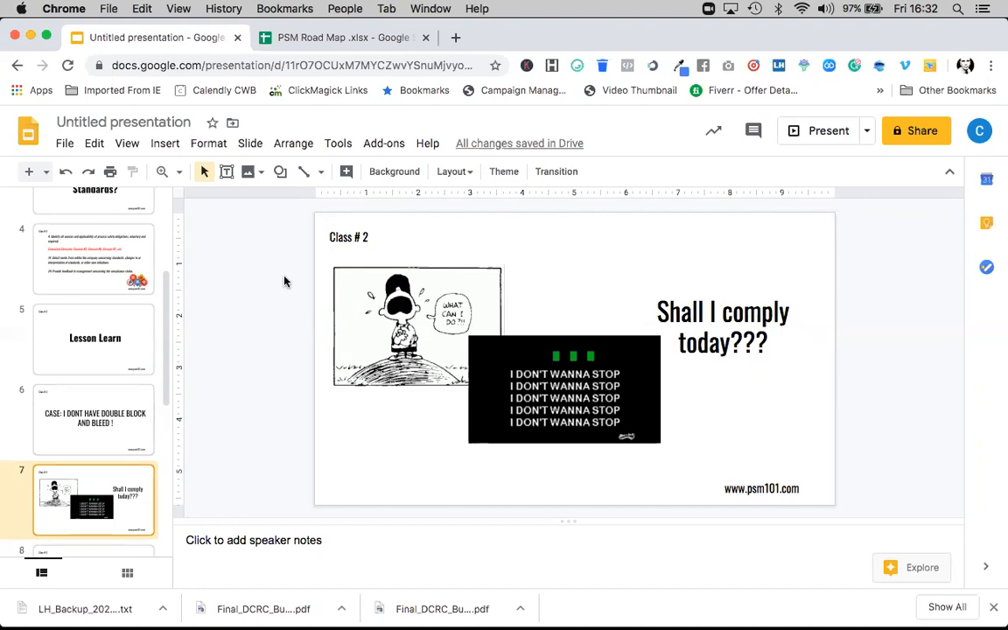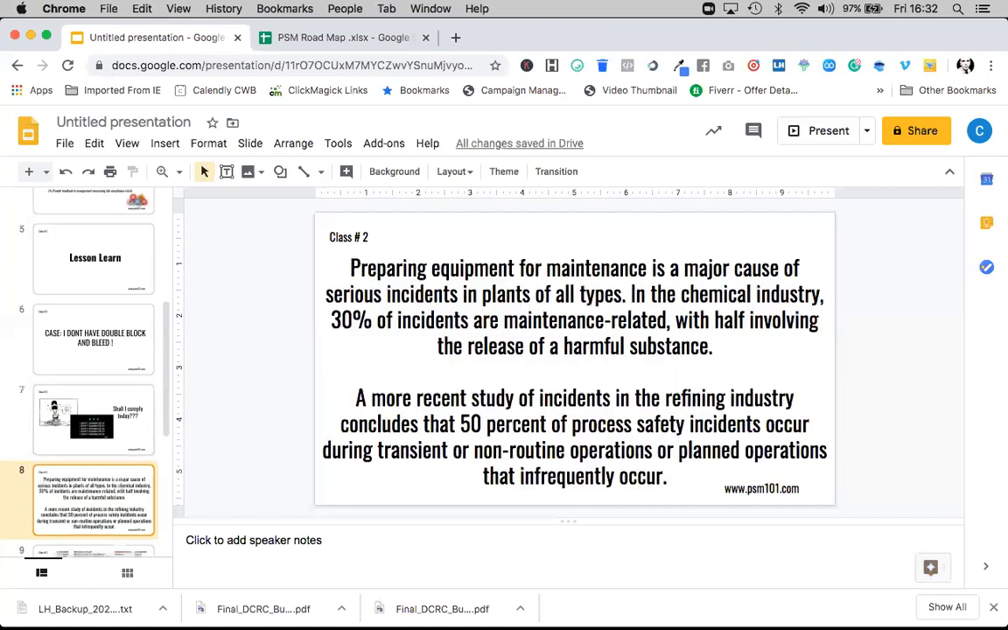And that is when you can go back to class number one, where we discussed the process management dilemma. However, it's very common that we cannot comply with standards. And there are many, many incidents in the industry because of this. Here, I will read something that is available on the CSB, where you will find a list of incidents related to this. Preparing equipment for maintenance is a major cause of serious incidents in plants of all types. In the chemical industry, and I will add the oil and gas industry as well.